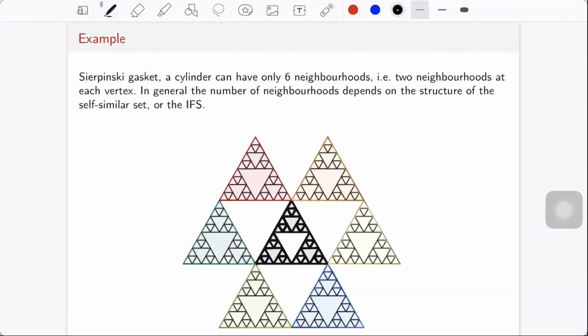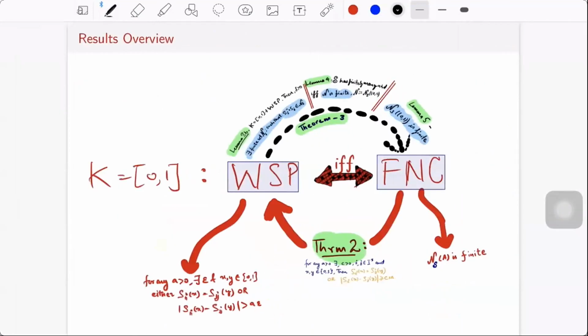So this is a result overview, a pictorial representation of the result. If K is the [0, 1] interval, the attractor, then the weak separation condition holds if and only if the finite type condition is true. This is also true the other way around. I have used three lemmas to prove that the weak separation condition holds if and only if the finite type condition holds, and I have used another theorem to prove the converse. Now I will just state the results and show you how I have done the proofs.